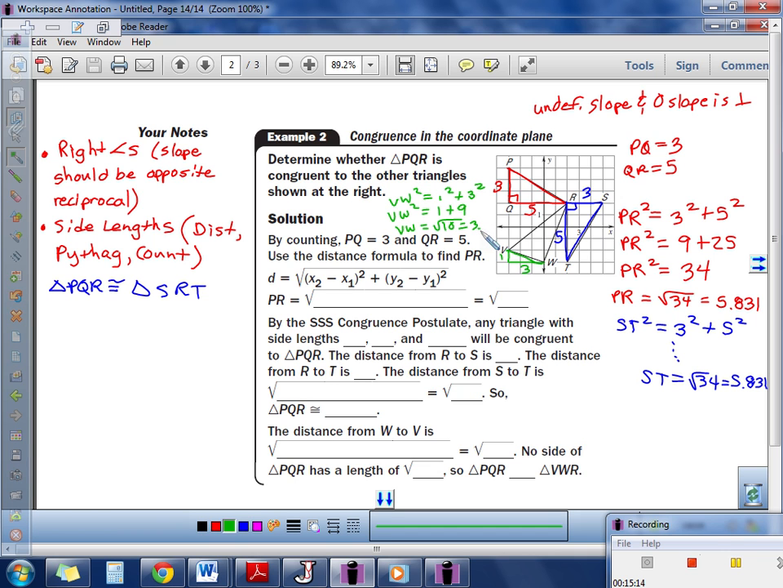Are any of these measurements up here 3 point something? Definitely not. So that one is not congruent. This is my final answer. Only the red and the blue triangles would be congruent.